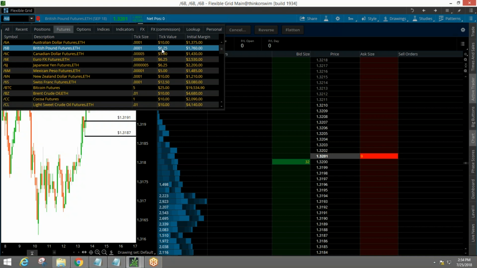That's $25 for risk. That zone is right there, but there's 4 ticks in the zone, and it's 6.25 per tick. Oh, 25. Sorry. Yeah, there you go. Perfect.